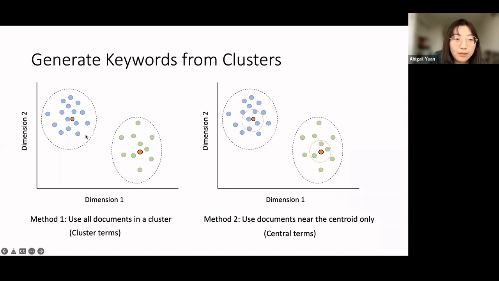The first one is to use all documents within a cluster, and then we sort the terms by their frequency, and we call them the cluster terms. The second method is to use only the documents near the centroid, for example, 10 documents or 20 documents, and then we call them the central terms.